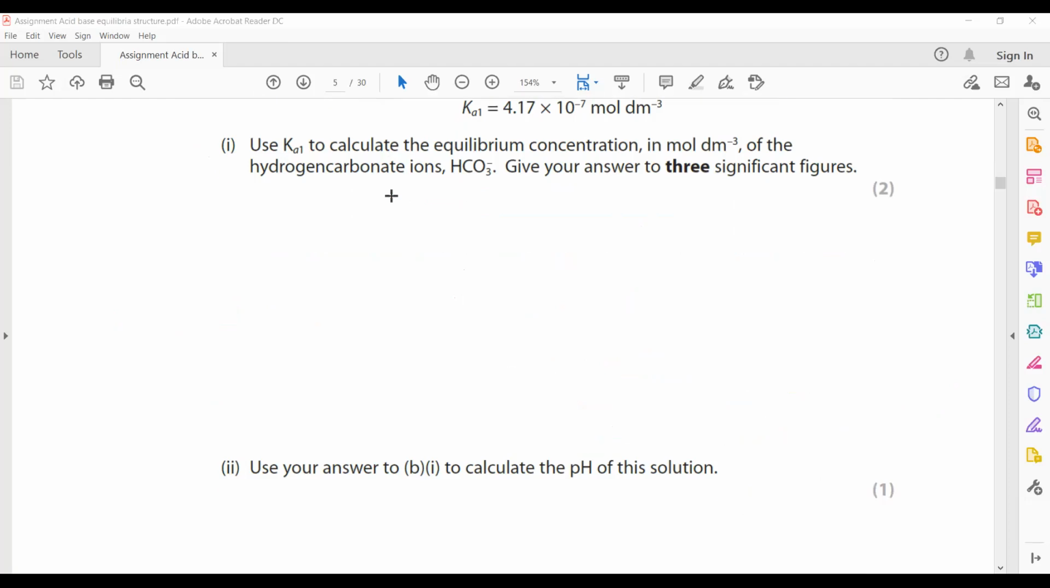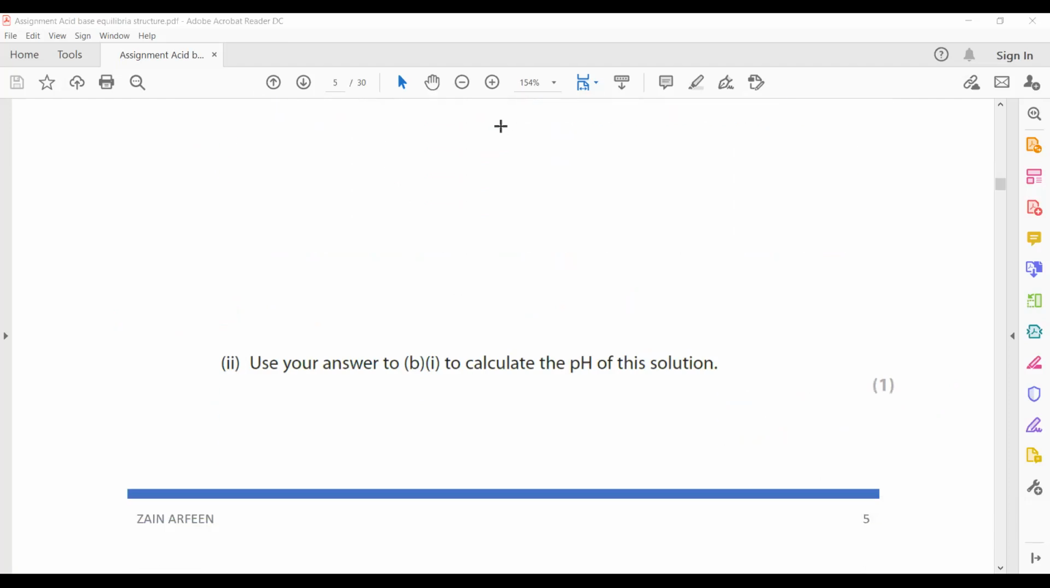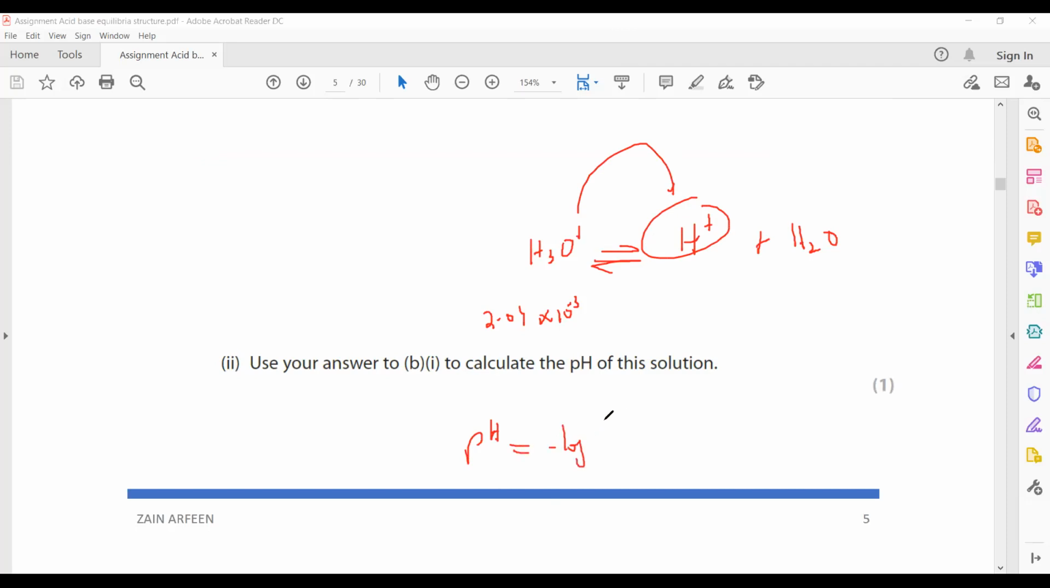In the next part, use your answer to calculate the pH. So actually we know the hydrogen ion, because this H3O+ ion will dissociate into H+ and H2O. So we already know the concentration of H3O+ in the solution. That is the same as the previous answer, 2.04 × 10^-4. So the same amount, because the ratio is 1:1. So the same amount of hydrogen ions will be there. And using the hydrogen ion, you can directly find the pH, which equals minus log of hydrogen ion concentration. That's why it is only 1 mark.